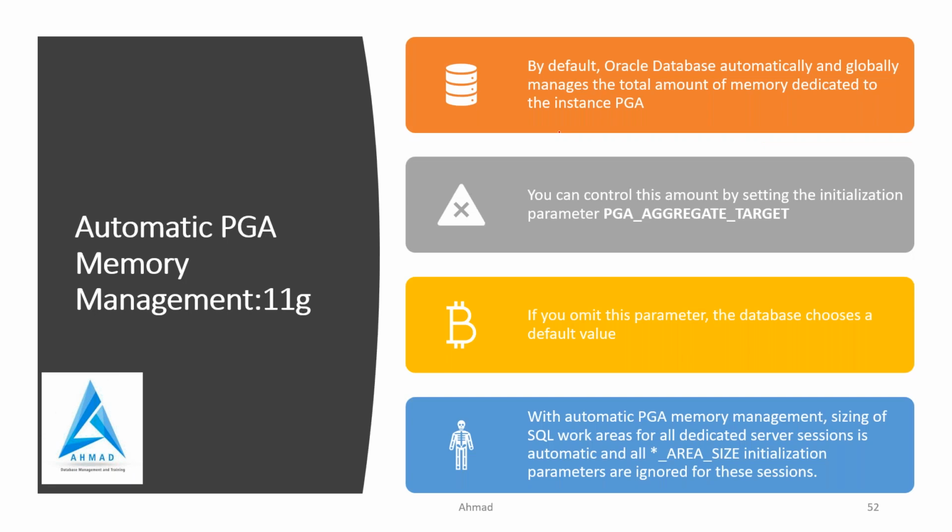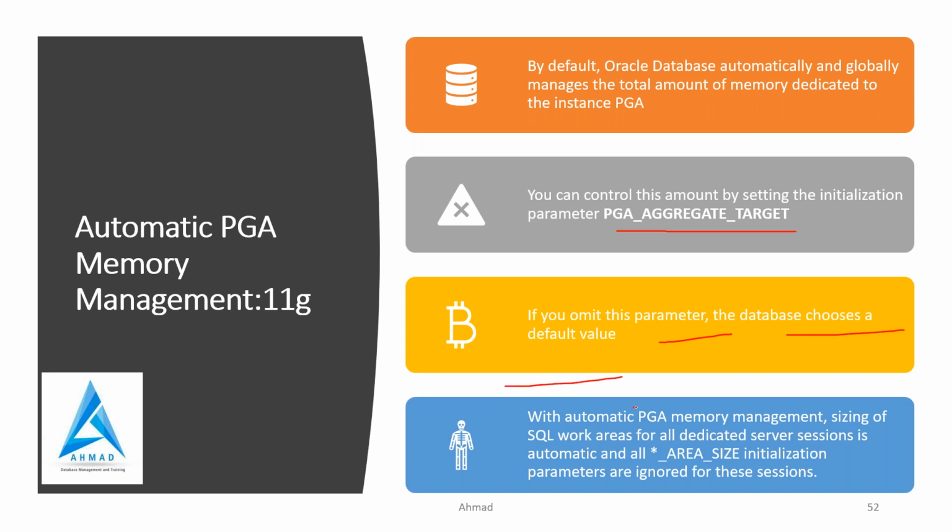And automatic PGA memory management. So as I said, 11g covers PGA also. So you have this parameter PGA_AGGREGATE_TARGET. By that you can control it, and if you omit this parameter, the database chooses a default value.